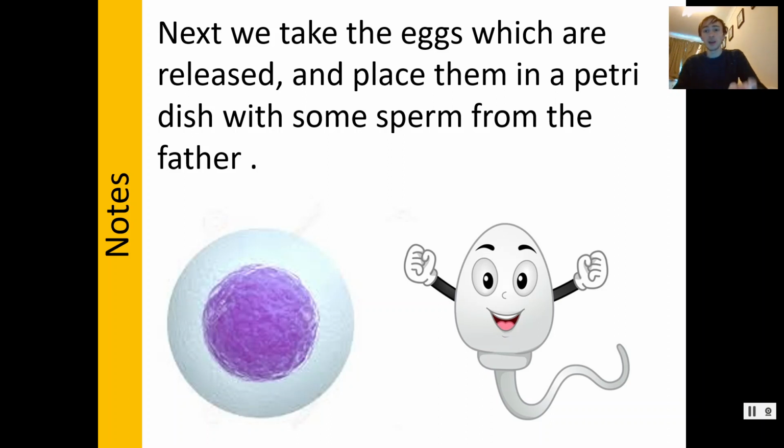Next, we take the eggs which are released and we place them in a petri dish with some sperm from the father. How we get the sperm from the father, you can imagine for yourself, but it's a much simpler process than giving any FSH, excuse me. So that's step 2. We're going to mix the sperm with the egg in a petri dish. Now that petri dish is also going to have some nutrients in it, various bits to keep the embryo alive, and we're going to keep that embryo very happy in a nice warm environment with some nutrients in a petri dish.